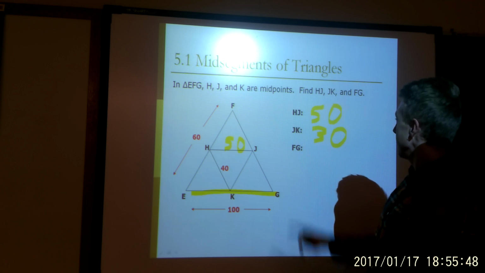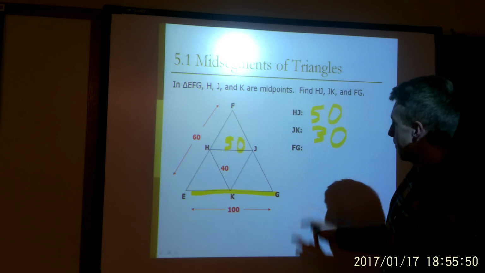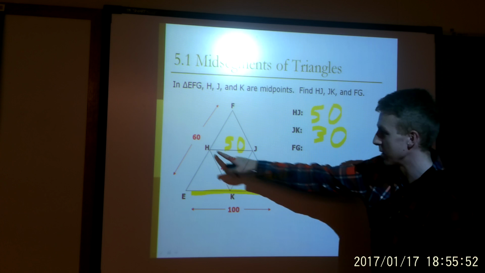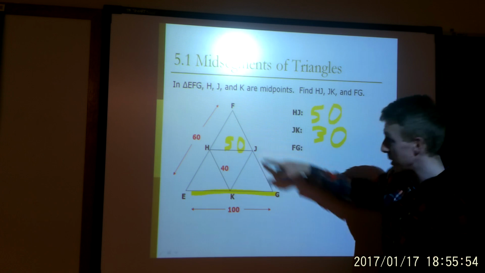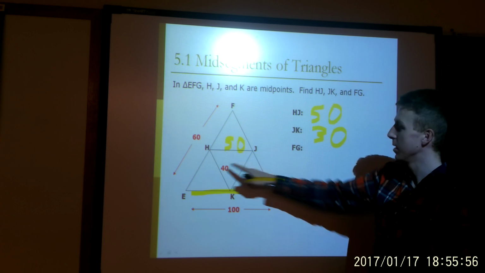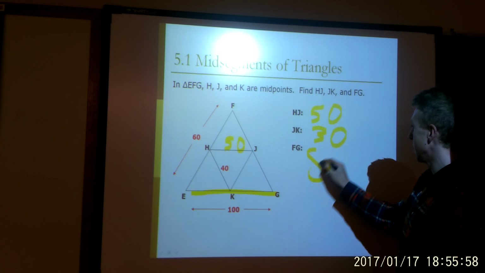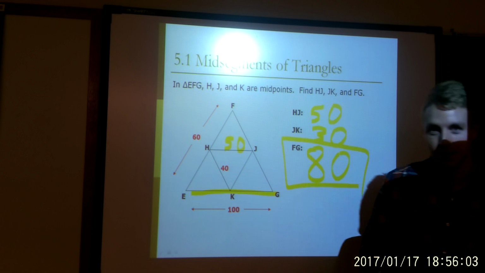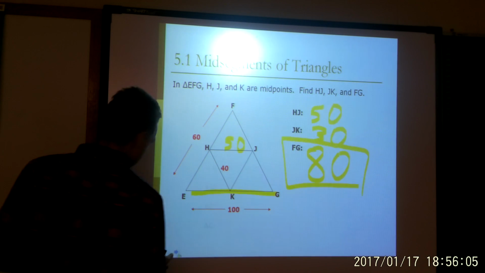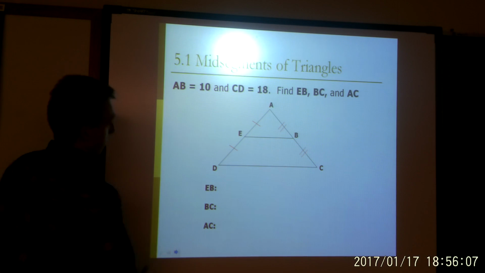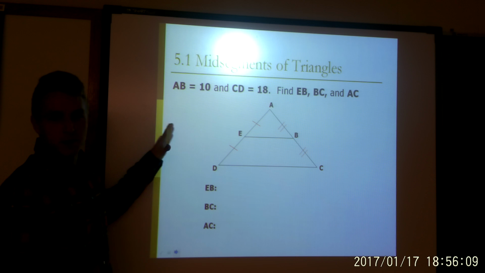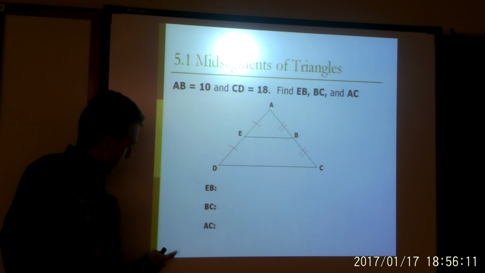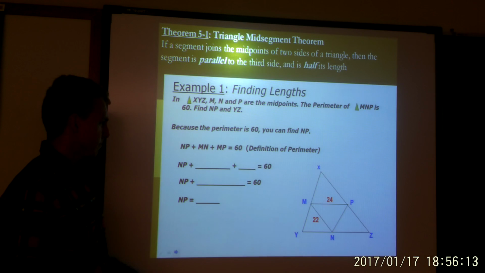And lastly, we need to find FG. FG is the base when your midsegment's 40. So this part's going to be double of the midsegment. So that would be 8. Done. Good job. Alright, we'll skip this one. I'll keep this up for 2 seconds if you want to try that one.